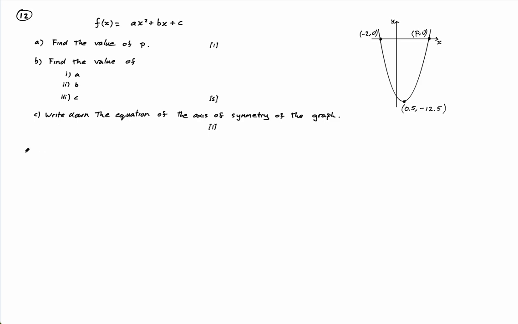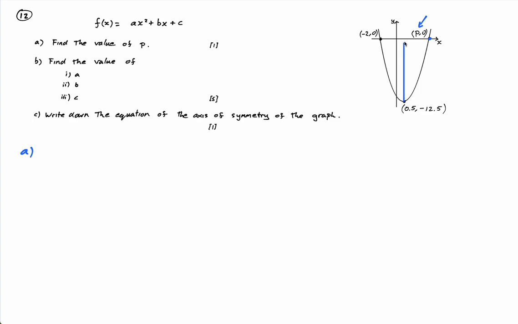Part A, he says find the value of p. Now p is the x coordinate of this x-intercept here. So it's the other root, basically. The only way to find this, guys, is to look that the minimum is at 0.5, this root's at -2. So let me draw a line up here.